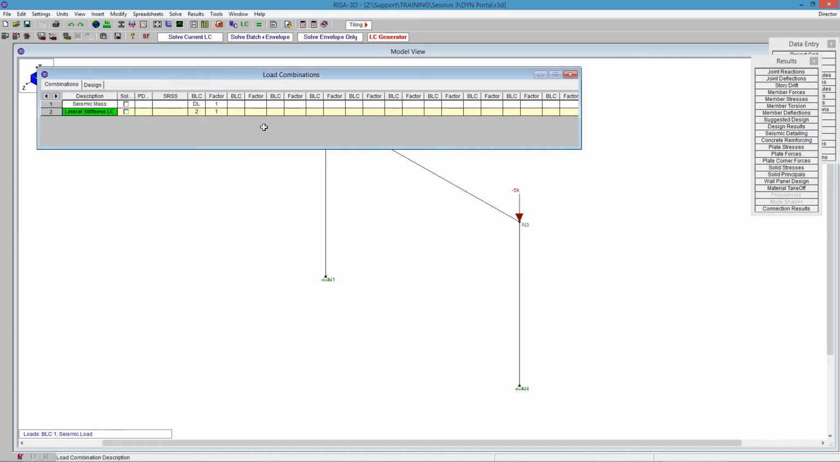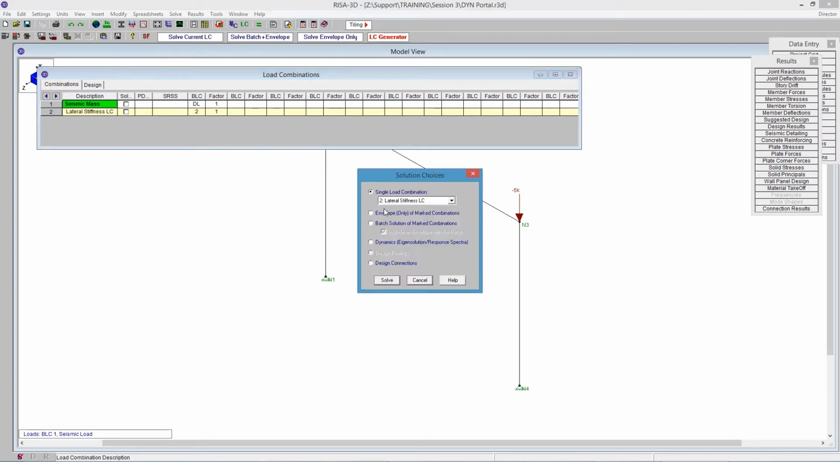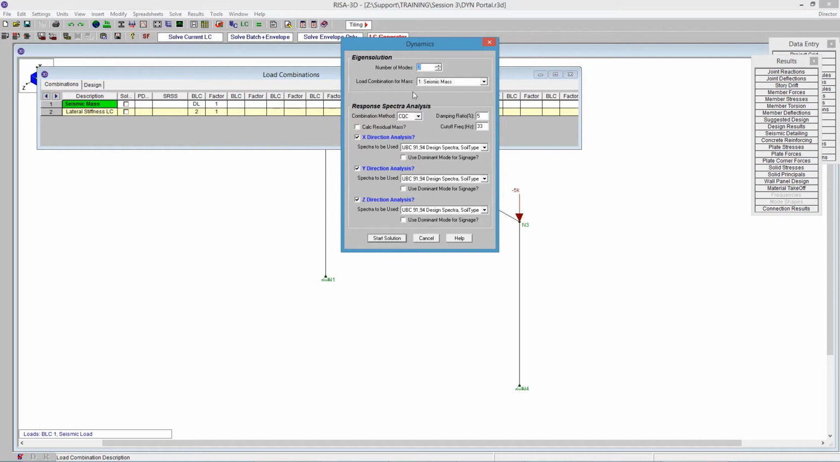Now here in RISA 3D, we can validate that period by going ahead and doing a dynamic analysis. So we're going to use the equal sign solve here, and instead of doing the load combinations for static, we're going to go to the dynamics and pick that and say solve. And we can choose here on the top the eigensolution.